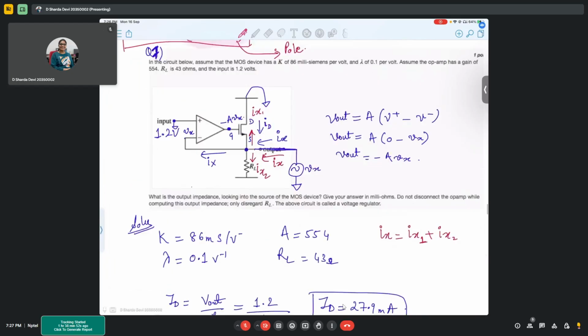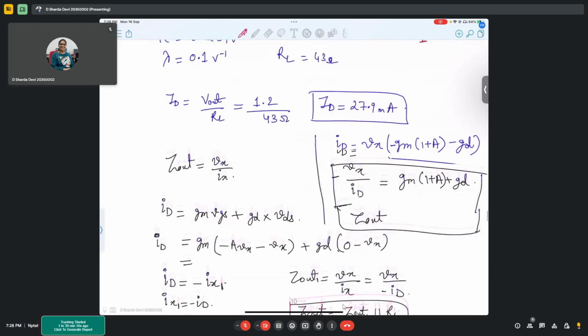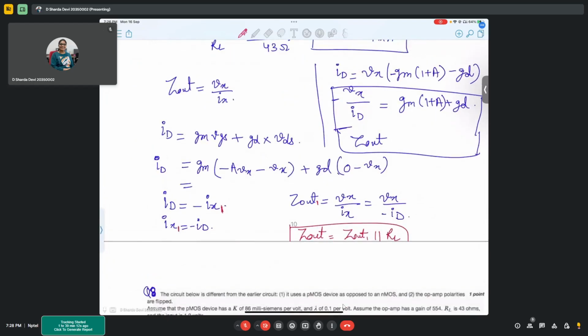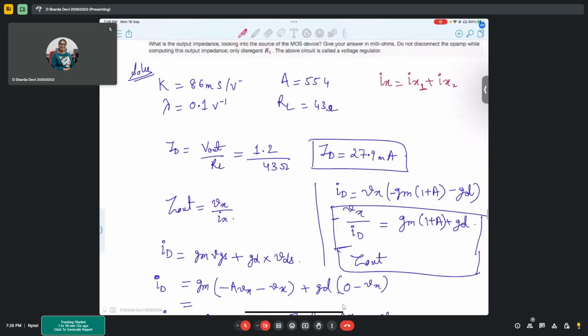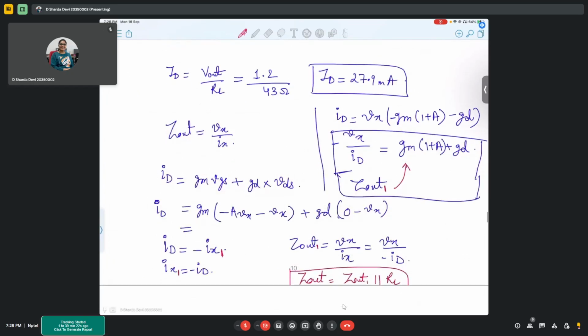To be precise, if all the currents are being distributed perfectly, then I can write like this, and this one will be 0 because there won't be any current going inside your op amp. So we can write Z out to be the impedance that we are getting. So this is Z out 1 from here, which is parallel to RL. Like this we can write.